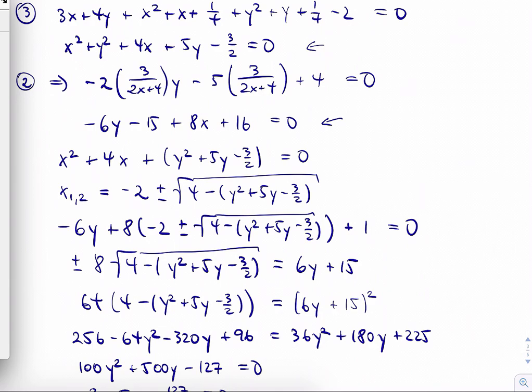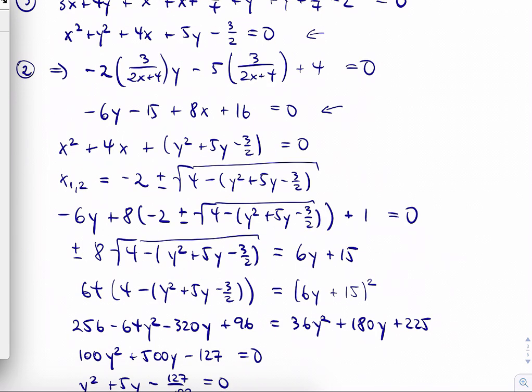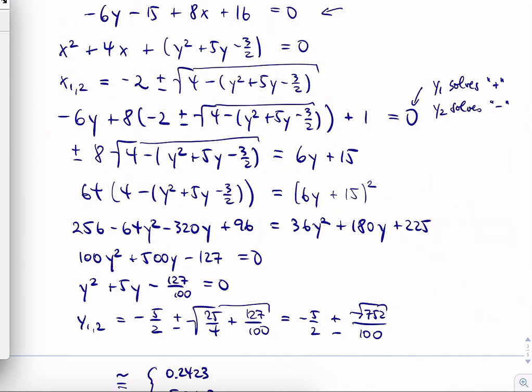Where's a good one? This one here. Here, and then I convince... Okay, you can convince yourself, or I can convince myself, that y1 solves the positive part, and y2 solves the negative part here, for the square root.